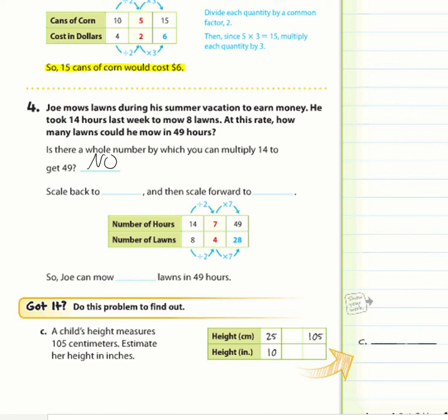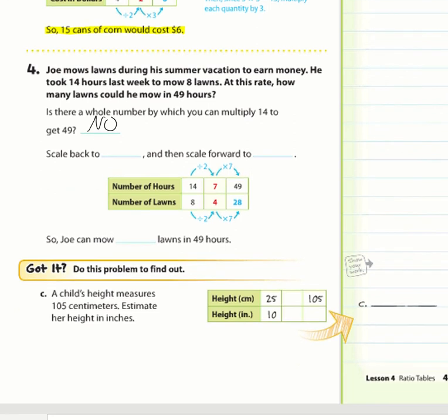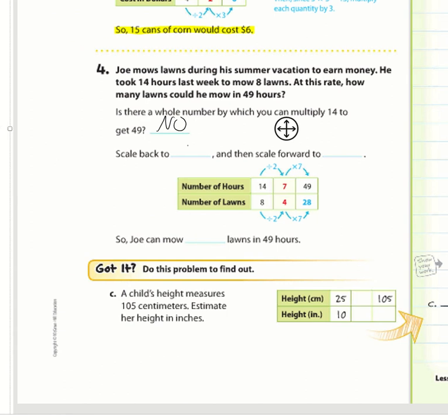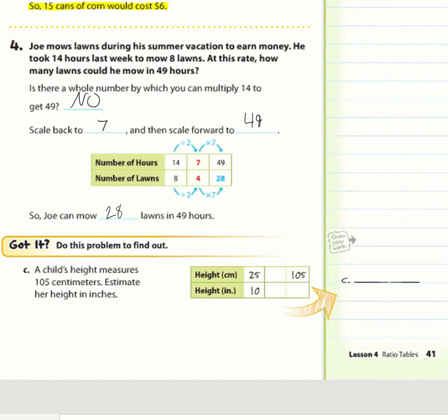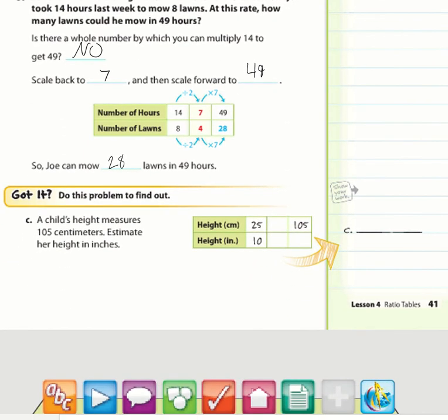But no. So what we're going to have to do is find a common factor between 14 and 49. So we're going to scale back to 7 and then scale forward to 49. So if you look here, we did 14 divided by 2 equals 7. 7 times 7 equals 49 to get to our final answer. So the same thing at the bottom, 8 divided by 2 equals 4. 4 times 7 equals 28. So he can mow 28 lawns in 49 hours. So go ahead and try C.